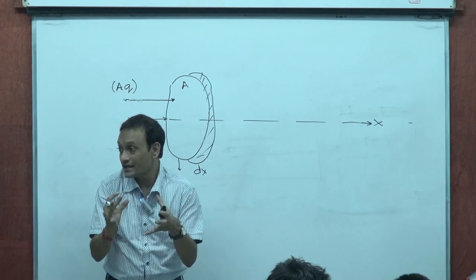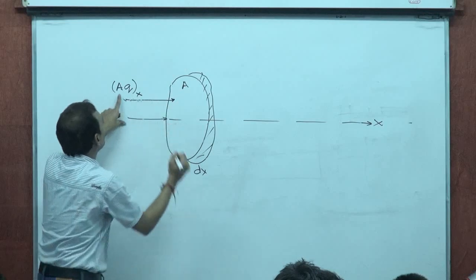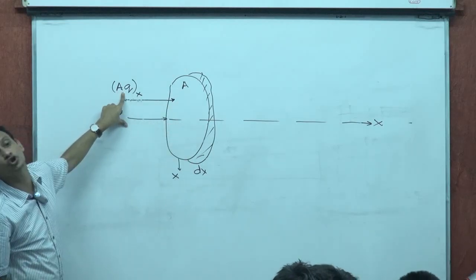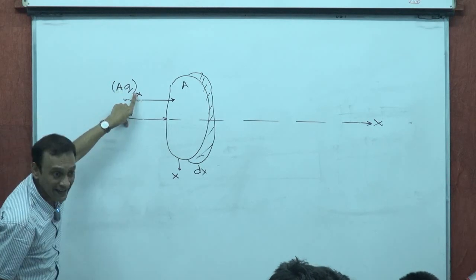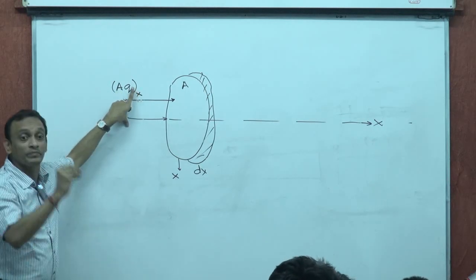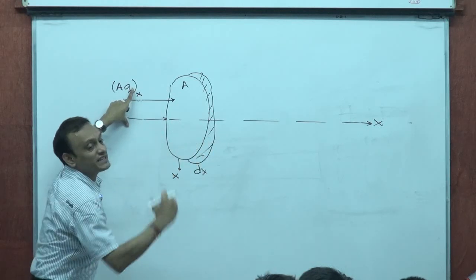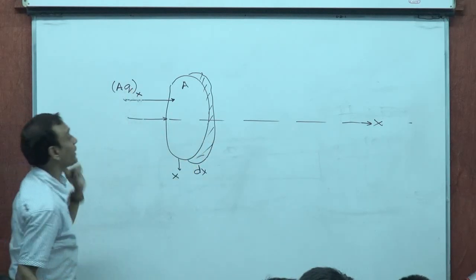That means watts entering the cross section. This is watts that enter the cross section. A into Q at that cross section, which is AQ at x. That means these many watts are entering the cross section. These many joules per second entering the cross section, right?